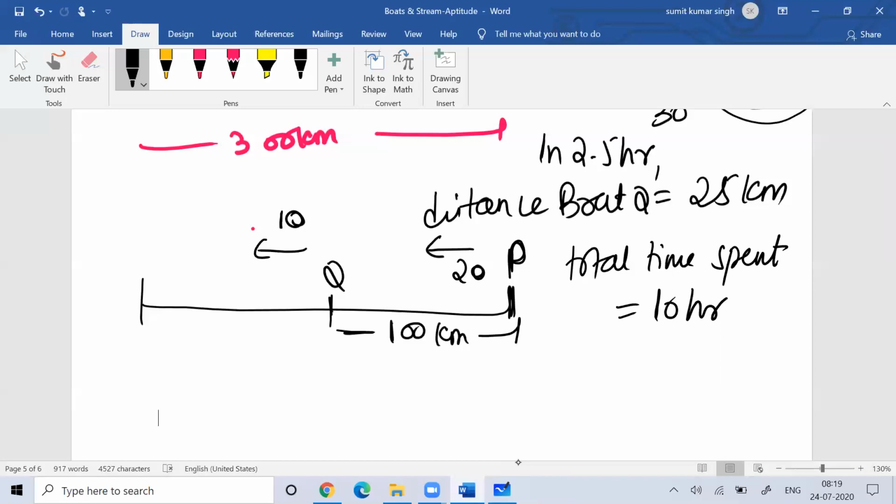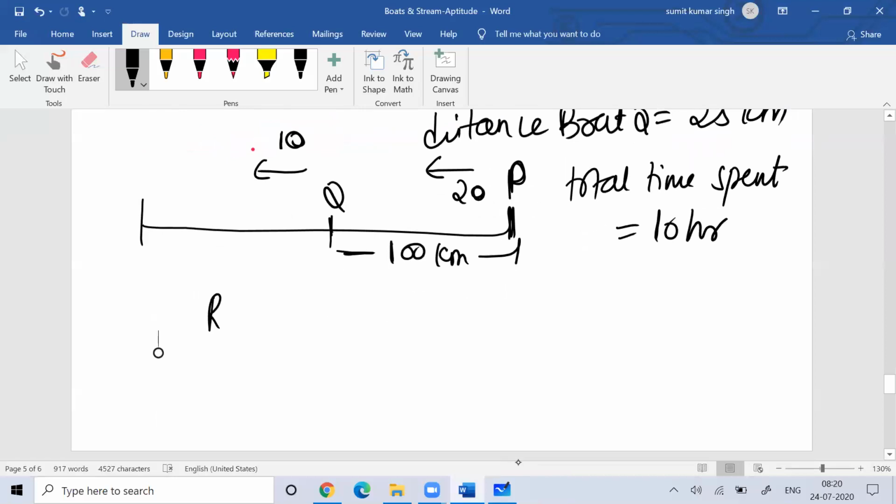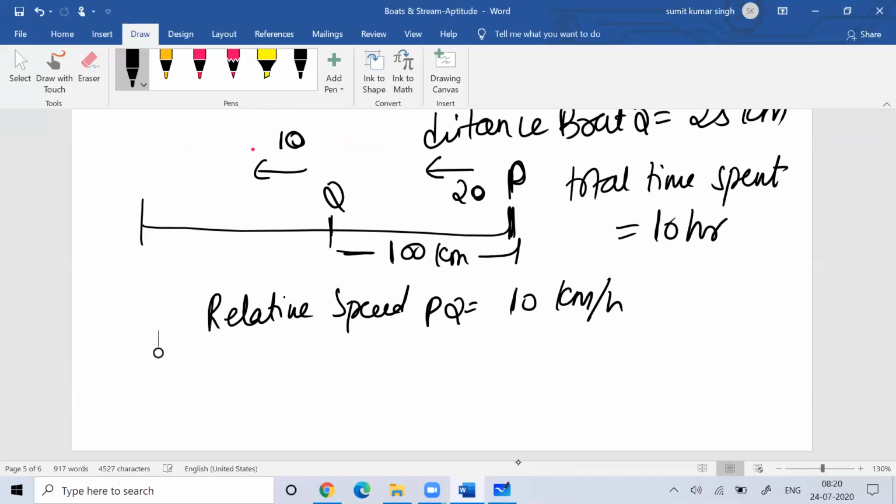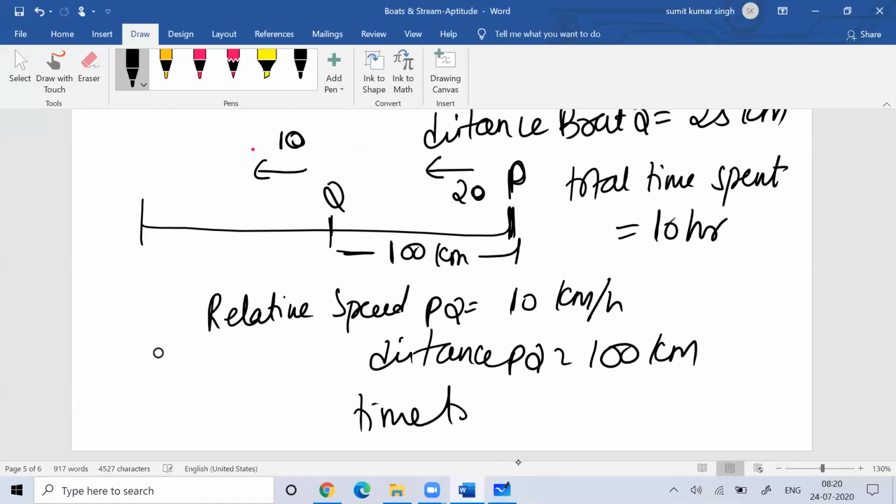Now if you see the situation, you have boat P and boat Q, and both are moving in the same direction. The relative speed between boat P and boat Q is 10 kilometers per hour, and the distance between them is 100 kilometers. So how much time will they take to meet? The time it will take for them to meet will be 10 hours.